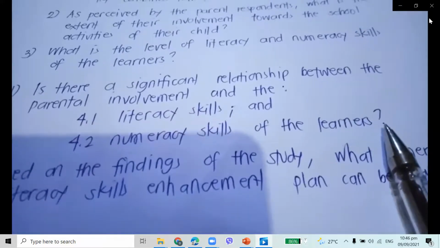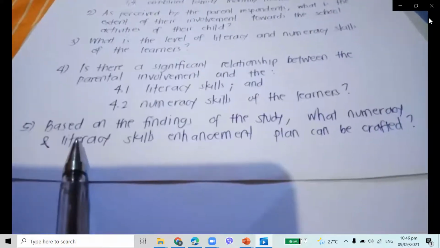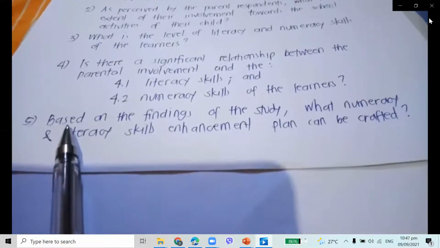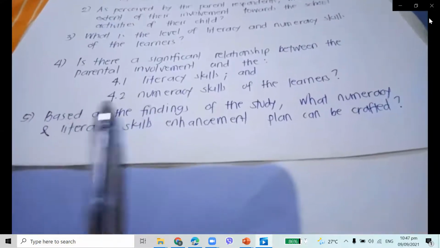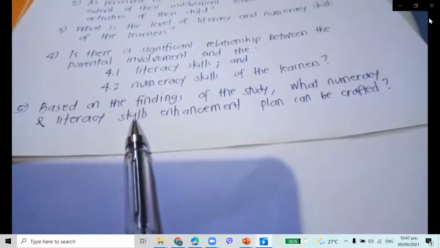All right. And finally, we have the output of our study. In the output of our study, we will ask the question: based on the findings of the study, what numeracy and literacy skills enhancement plan can be created? Take note that our goal is to create an enhancement plan to augment the numeracy and literacy skills of our learners.